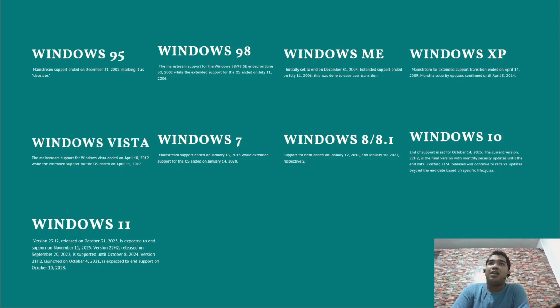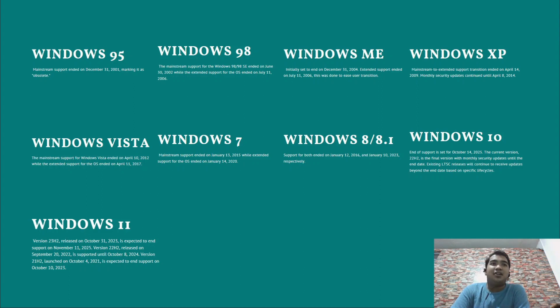For Windows Millennium Edition, or Windows ME, it was initially set to end on December 31, 2004. However, the extended support ended on July 11, 2006, and this was done to ease user transition. Windows XP, the mainstream to extended support transition, ended on July 14, 2009. Monthly security updates continued until April 8, 2004.